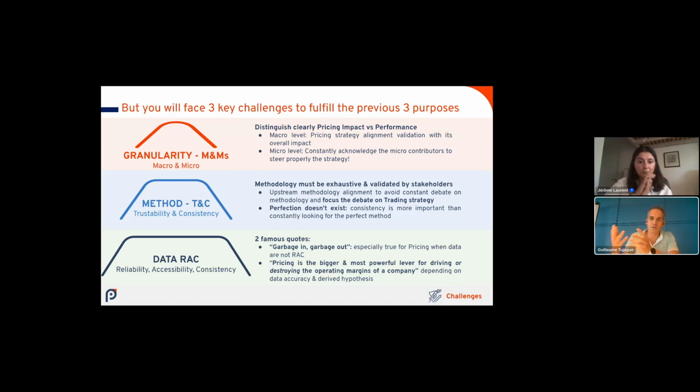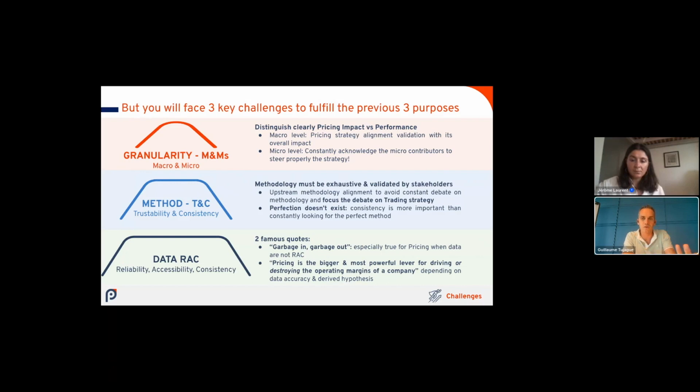And we need to distinguish between the performance measurement and the pricing impact measurement, and this methodology should highlight it. It's also very important to admit in this methodology that we are not looking for perfection, because we'll see in a minute that there is actually no methodology that is going to give the perfect measurement of the pricing impact due to the various challenges that exist behind.